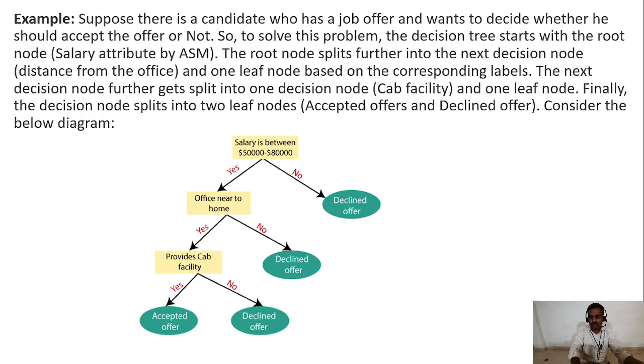What is the next step here? You have the office nearby. Is the office nearby the house or not? If the office is nearby the house, the condition is true, and you can go to the next condition. What is the next condition? Is a cab facility provided or not? If it is provided, then you have to accept the offer. If it is not provided, decline the offer. This is called the decision tree algorithm. This is an example of the decision tree algorithm.